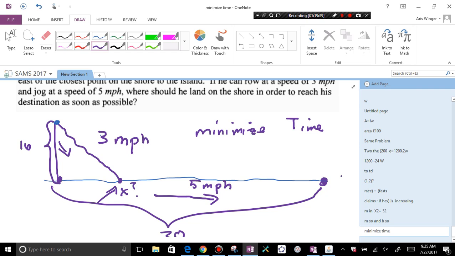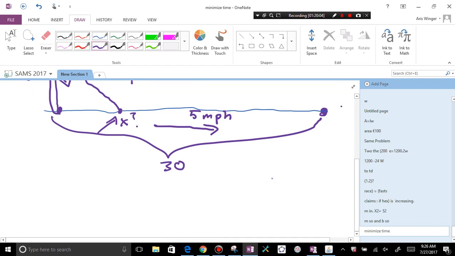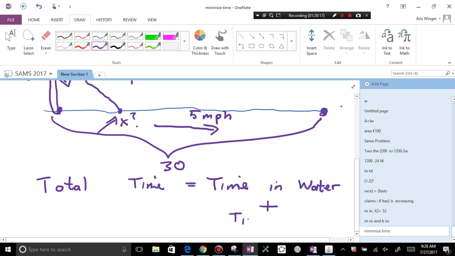Time we know. How does it relate to distance and speed? Time is distance divided by the speed, right? So the total time that you spend is the total time you spend in the water plus the total time you spend running. Right? Total time equals time in water plus the time running.